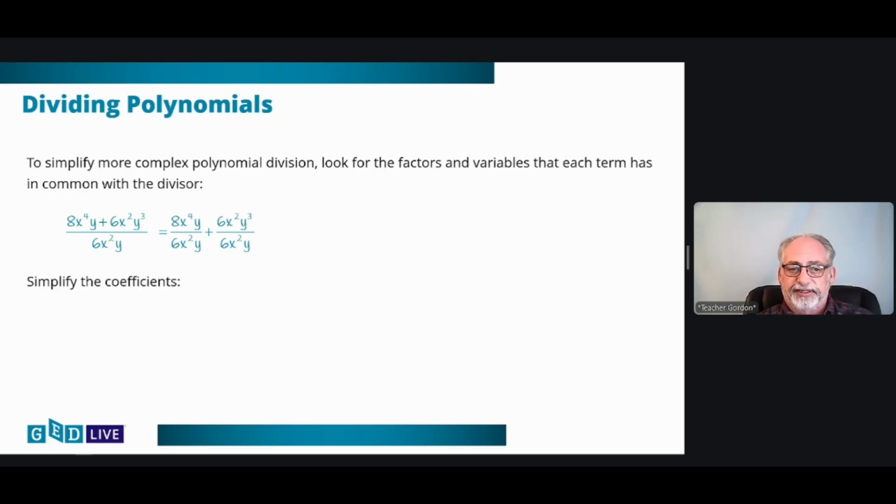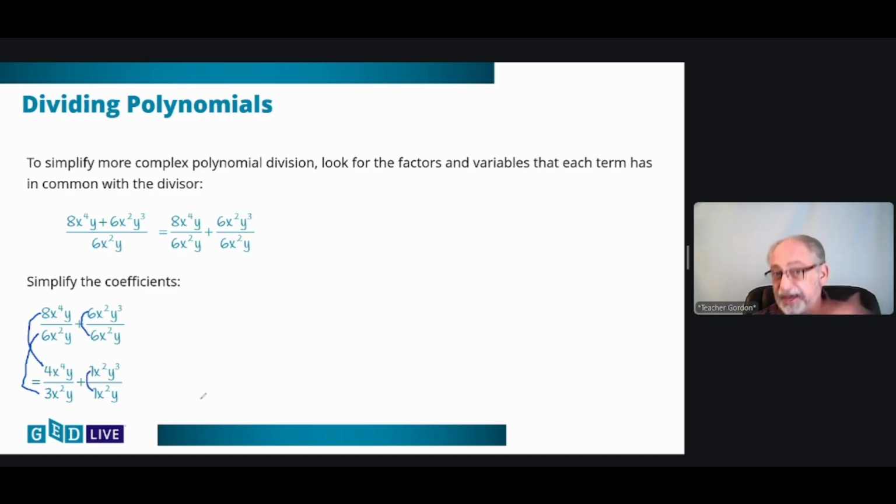So 8 over 6 becomes 4 over 3. I'm basically just dividing both the 8 and the 6 by 2 to turn them into 4 and 3. And then 6 over 6 is just the same as 1. And then from there, I can start dealing with the variables. So let me deal with that now.